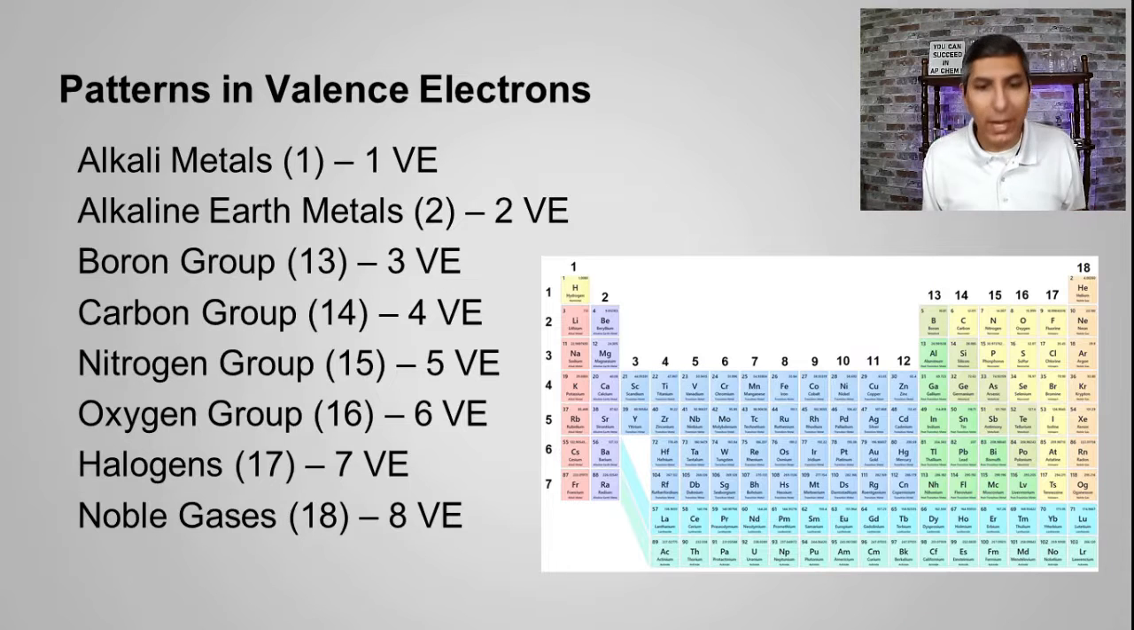Now, if you watched the last video, you noticed that we talked about the patterns in valence electrons. We said that we can predict how many valence electrons any of the representative elements are going to have just by looking at where they're located on the periodic table. Now, if we think about all these possible numbers of valence electrons, as it turns out, there's one number that's kind of special. In fact, it's maybe even more important than the others.